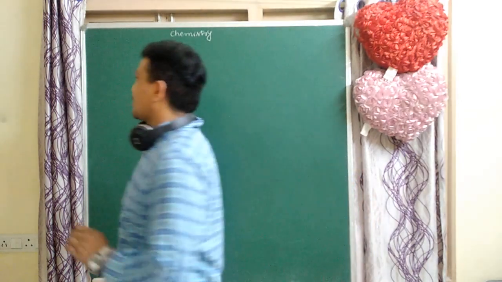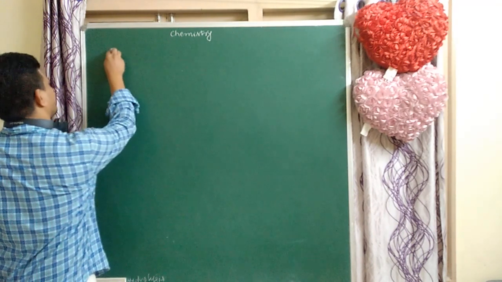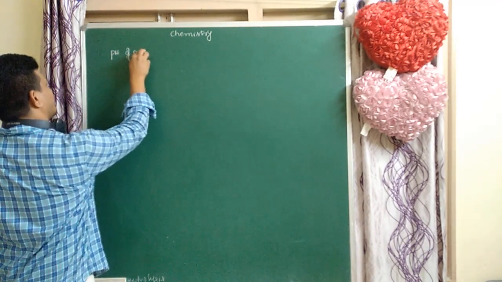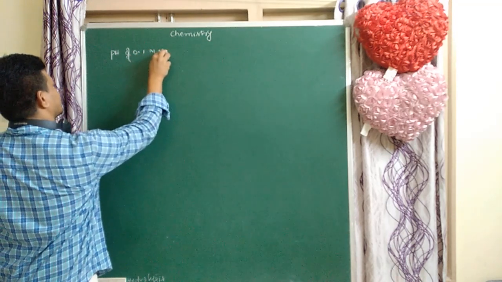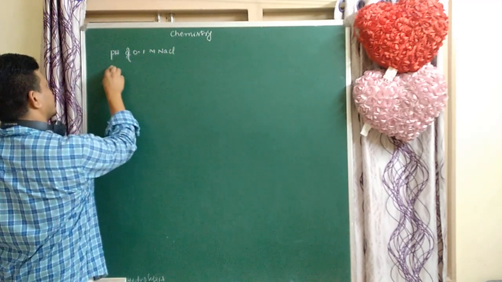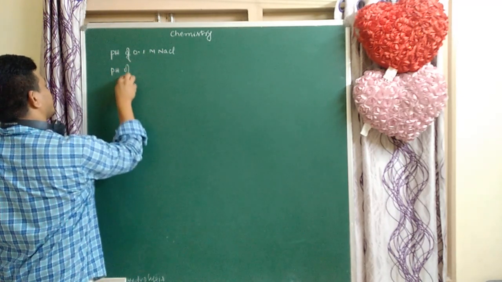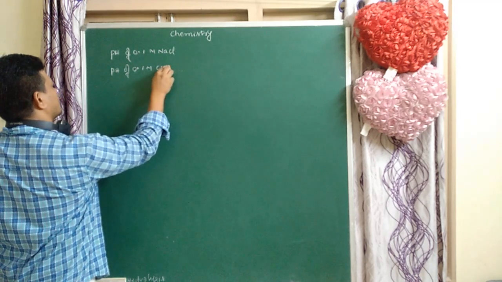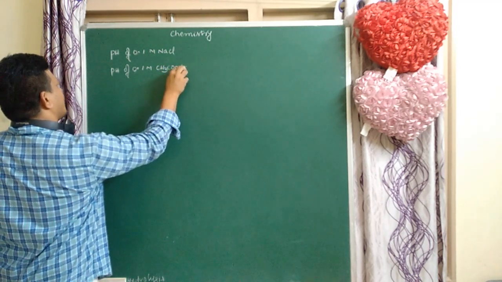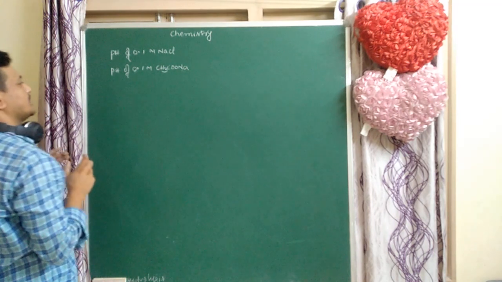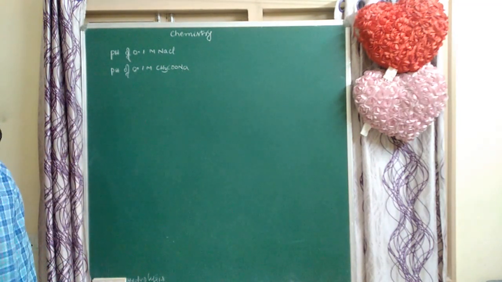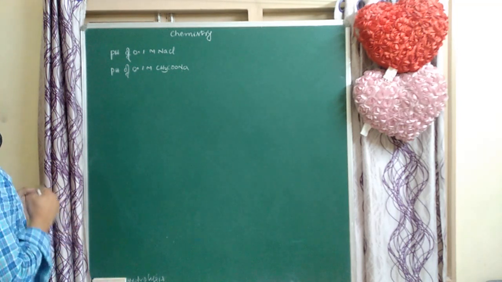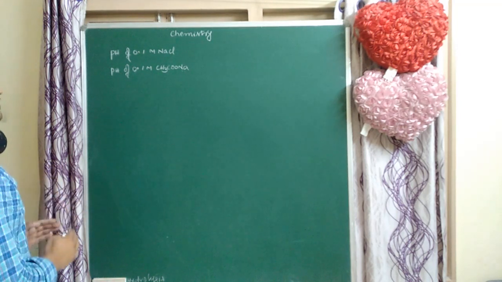For example, what is the pH of a 0.1 M NaCl solution? And next, the pH of 0.1 M CH3COOH. How to calculate the pH of this type of solution? Here NaVa equals NbVb, and the salt is formed. How to calculate the pH of the salt solutions?